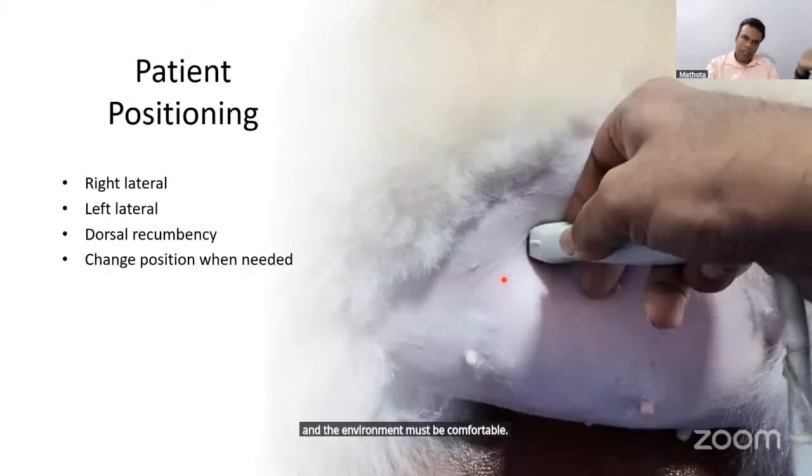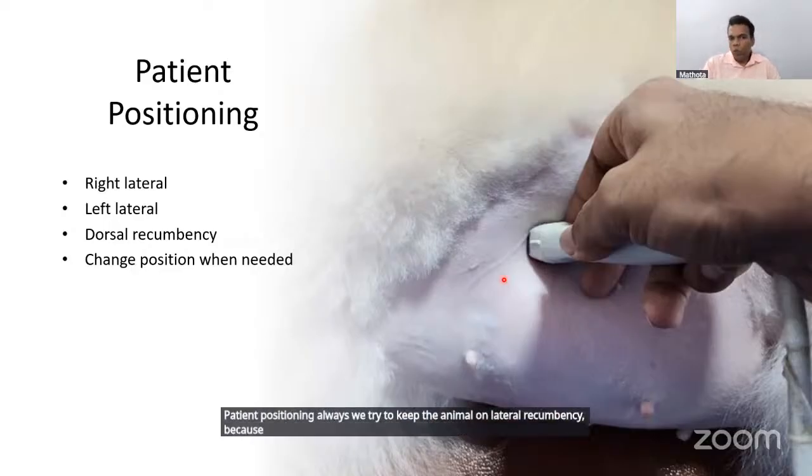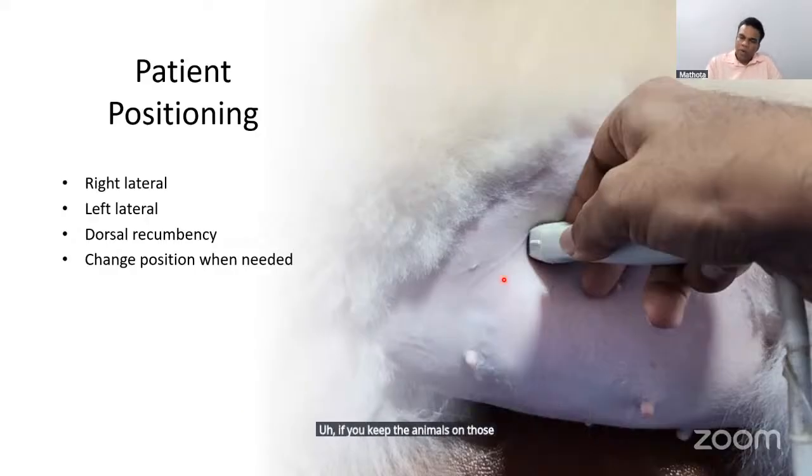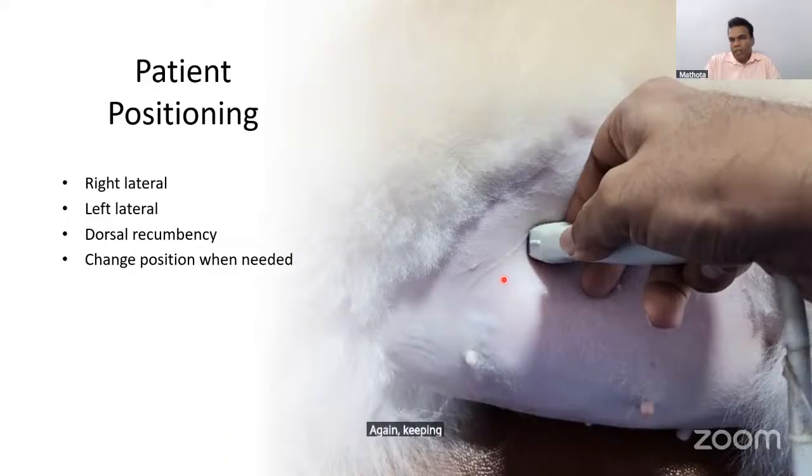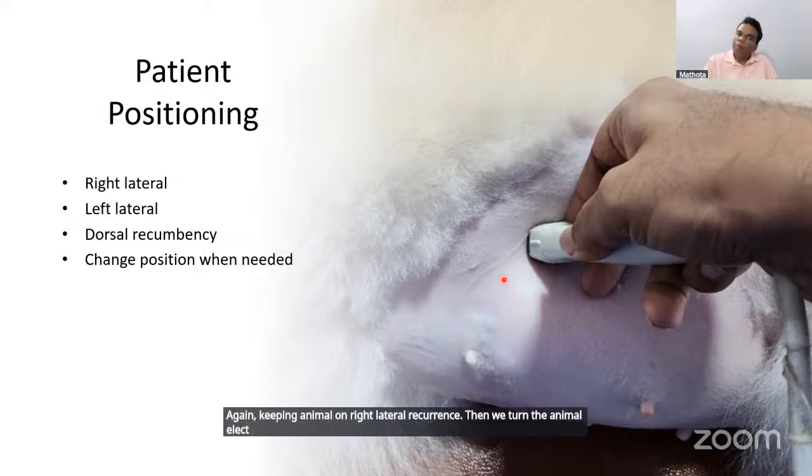Then patient positioning. Always we try to keep the animal in lateral recumbency, because keeping a dog in dorsal recumbency is not easy. If you keep the animal in dorsal recumbency and hold it, it's more stressful for the animal. But if you keep the animal in lateral recumbency, it's easy. So I always prefer to do ultrasound scanning with the animal in right lateral recumbency. Then we turn the animal into left lateral recumbency if necessary.